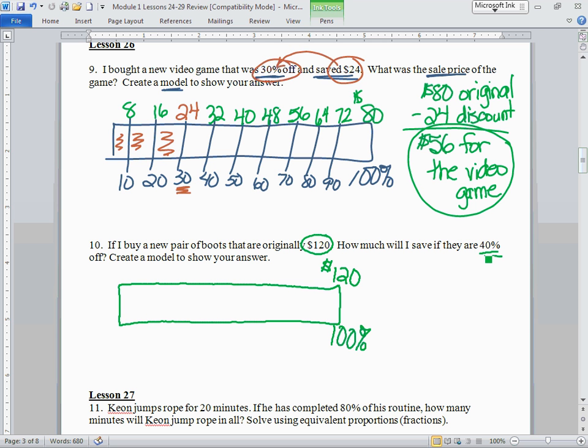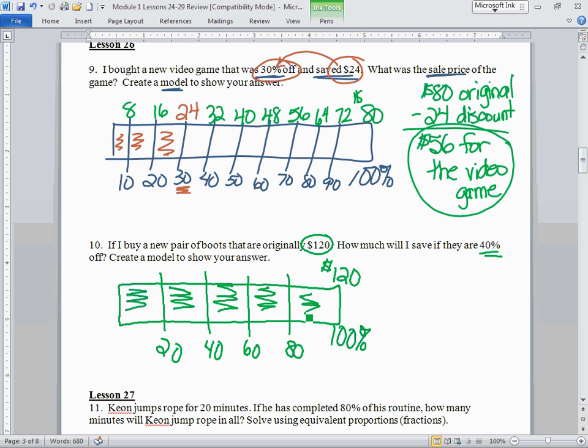I was given 40%. So I'm going to break this up, making sure that I hit my 40%. You could break it up by tens, that's okay. You could break it up with 5s, but keep it as simple as possible. That's my thought. If 10s work for you, 10s work fine. So now that 120 was broken into how many pieces? Well, let's count. 1, 2, 3, 4, 5. So my 120 was broken into 5 pieces.